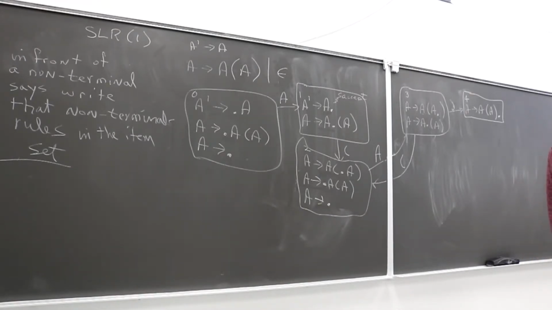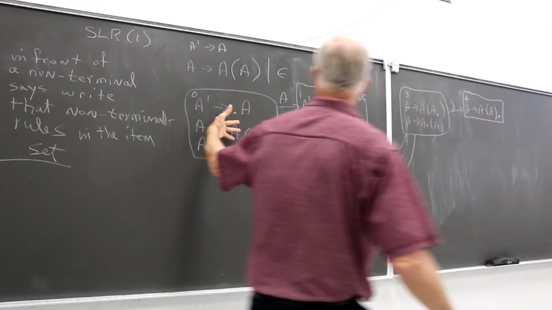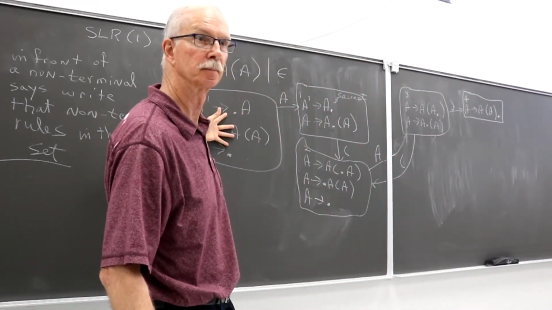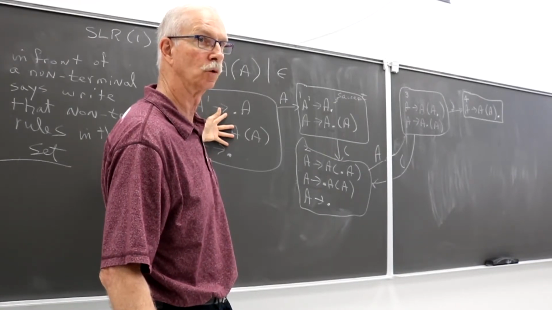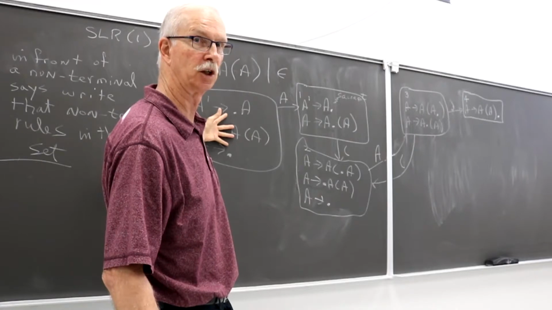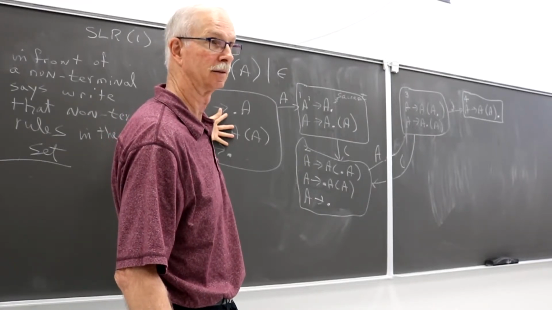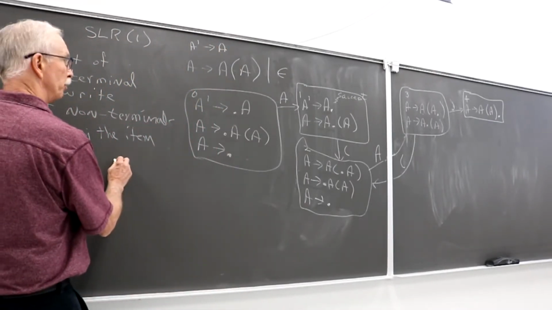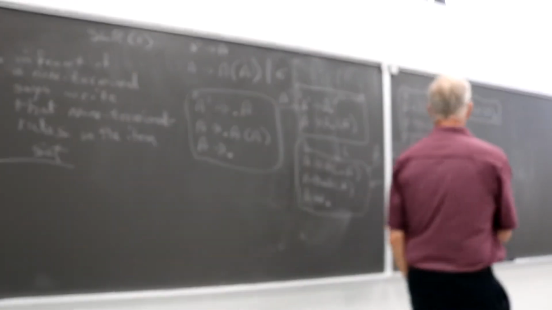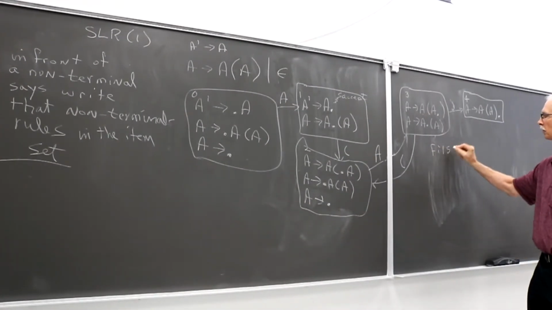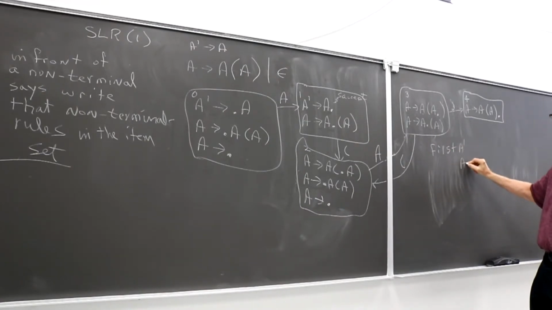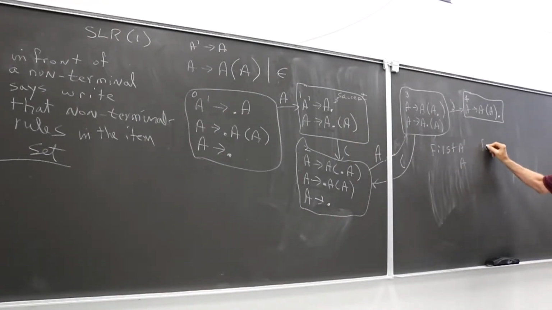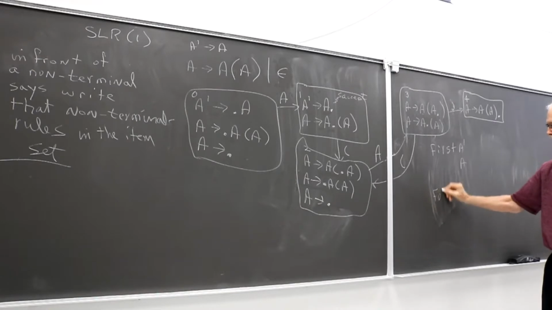Okay? So, how do we resolve the conflict? We resolve with, which you all know and love dearly, first and follow sets. So we'll compute first of A prime and A, and we'll compute follow with a little more space. We'll compute it down here, follow of A prime and A.